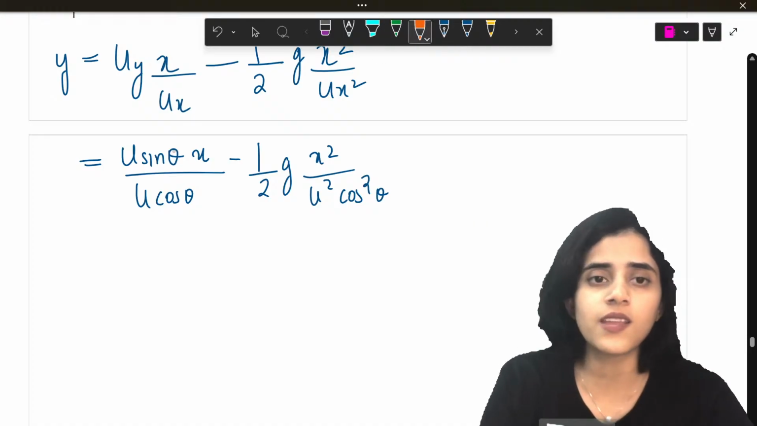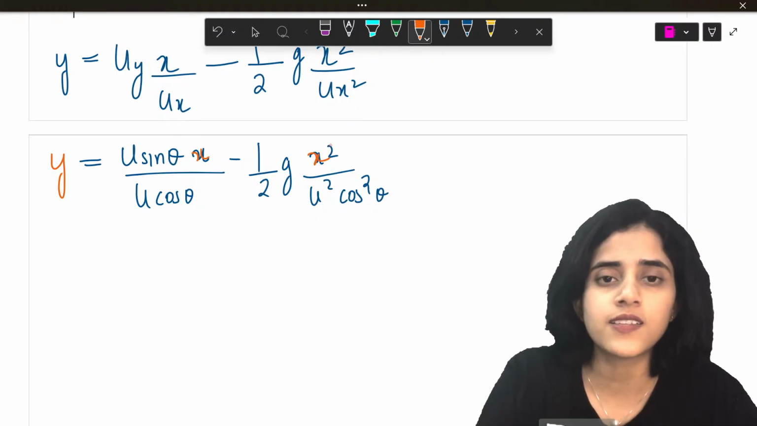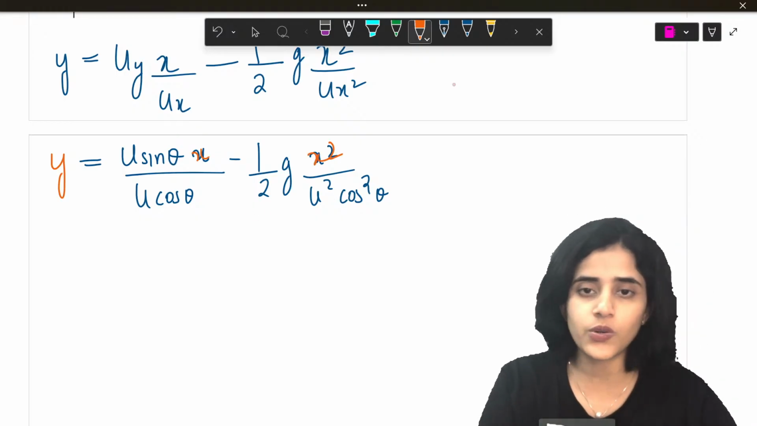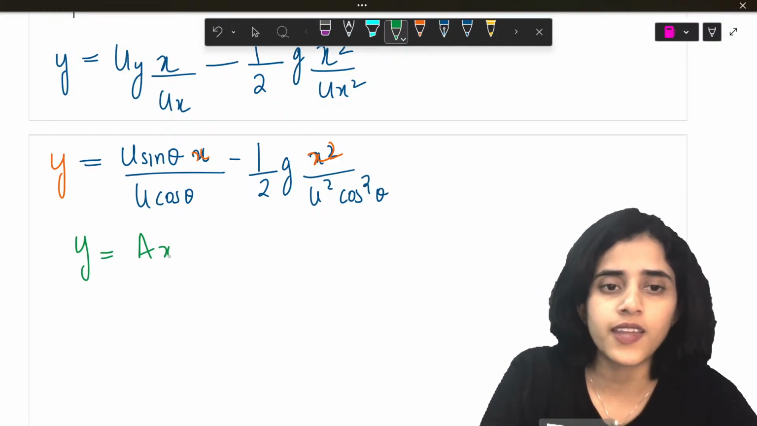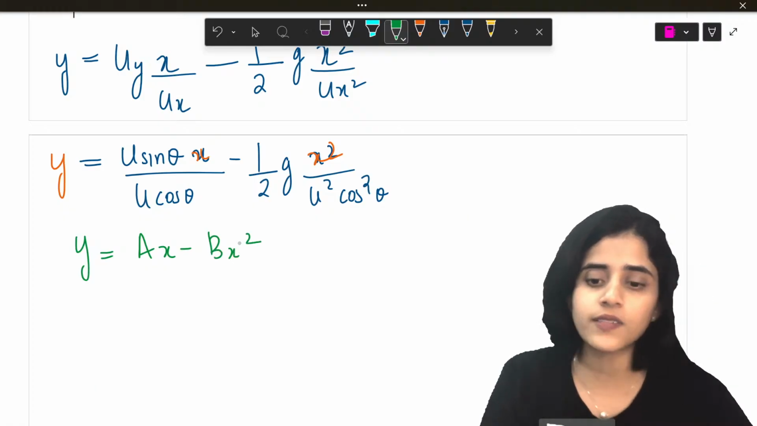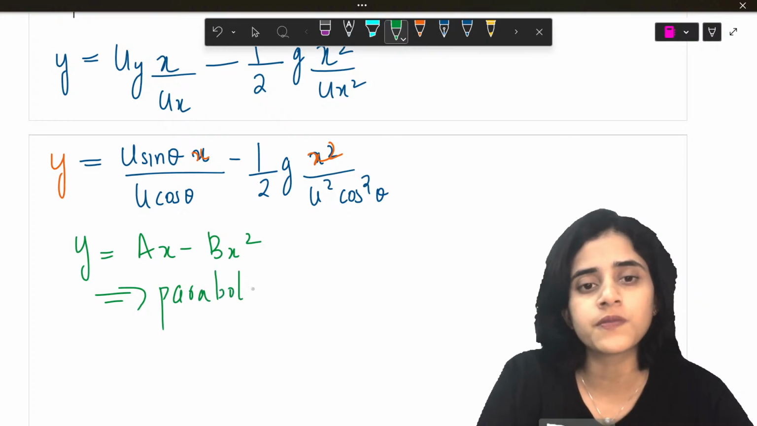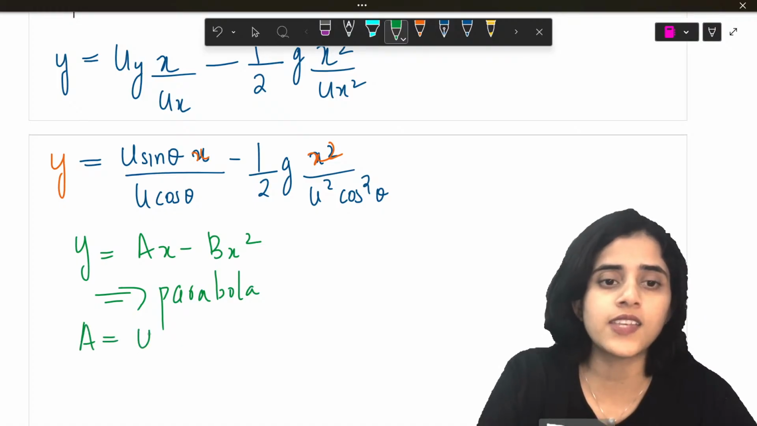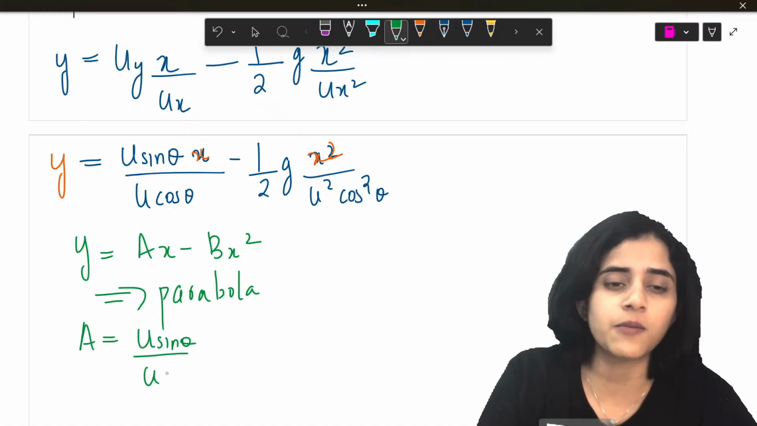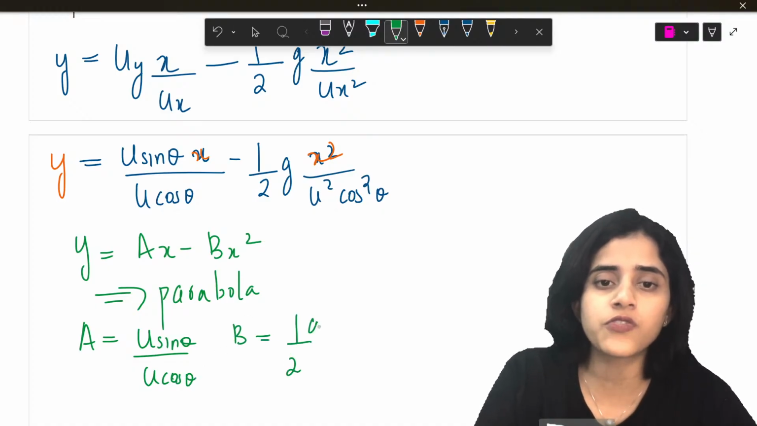So here you can see there is a y, there is an x, and there is an x square. Isn't this of the form y is equal to ax minus bx square, which is the equation of a parabola? So what is a? a is equal to u sine theta by u cos theta, and b is equal to half g by u square cos square theta.